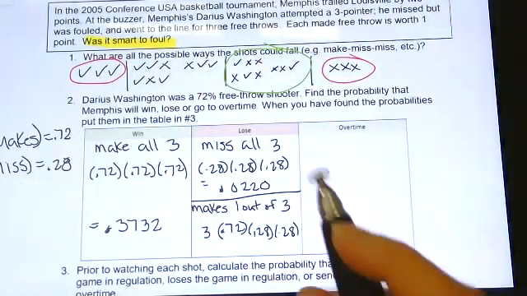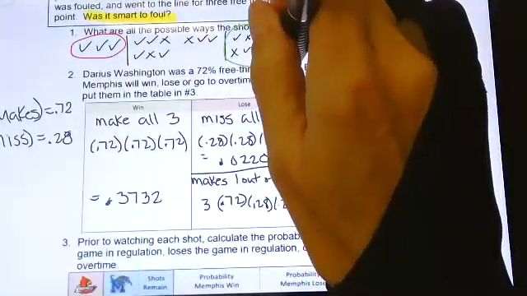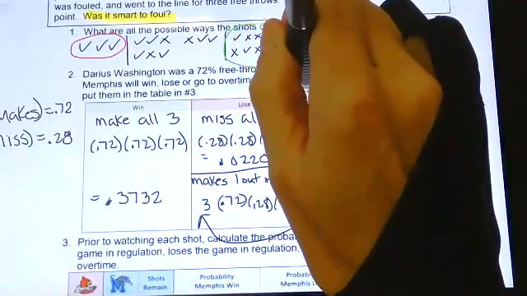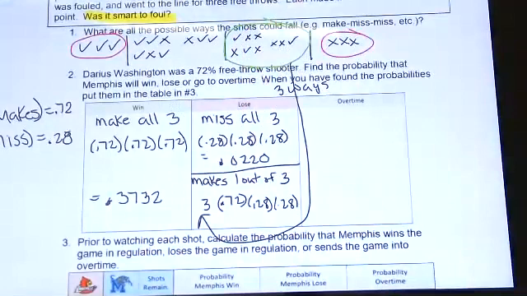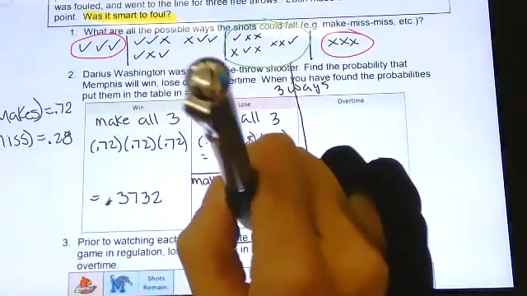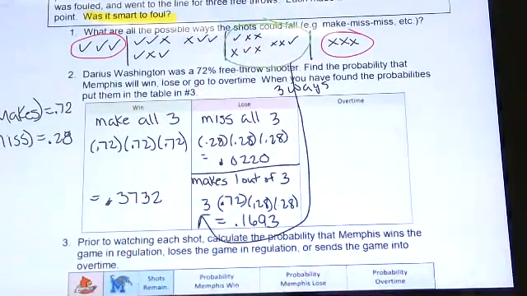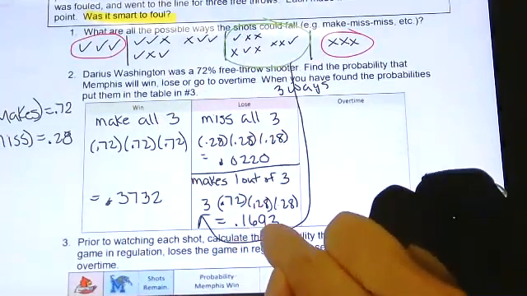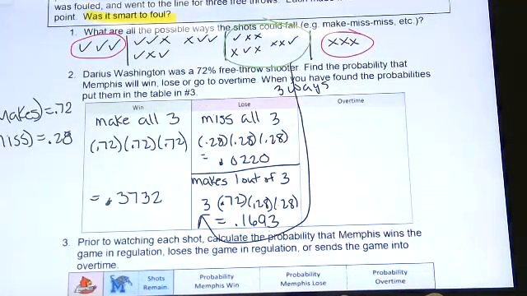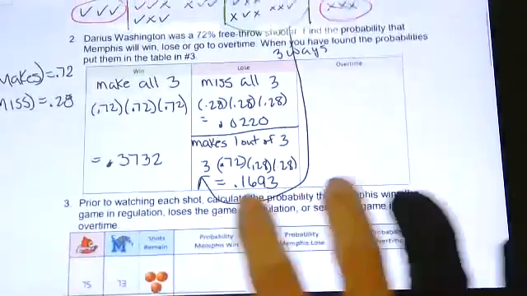Okay, so that 3 is because there are 3 ways. So there are 3 ways that that happened. So if we multiply that all together, 3 times 0.72 times 0.28, I'm just going to hit 0.28 squared because there's 2 of them. I get 0.1693. So the probability he loses is these 2 combined. So you can see it's about like 19% chance there that he loses. We're going to put it in the next table down there.